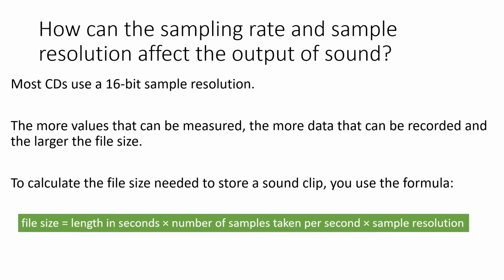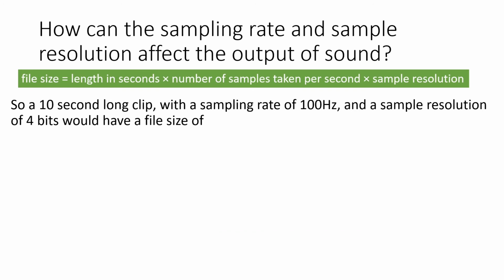You'll need to divide by 8 to get to bytes. Here's an example. 10 seconds long, sampling rate of 100, sample resolution of 4 bits. That will be 10 for the length, multiplied by 100 for the number of samples taken in that second, 100 Hertz, multiplied by 4, which is the sample resolution, will get you 4,000 bits, which divided by 8 is 500 bytes.